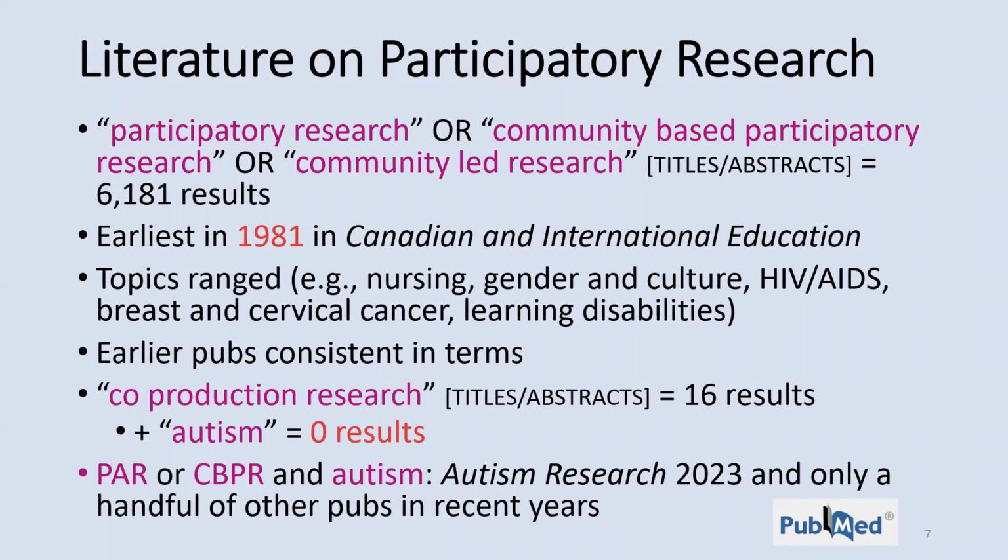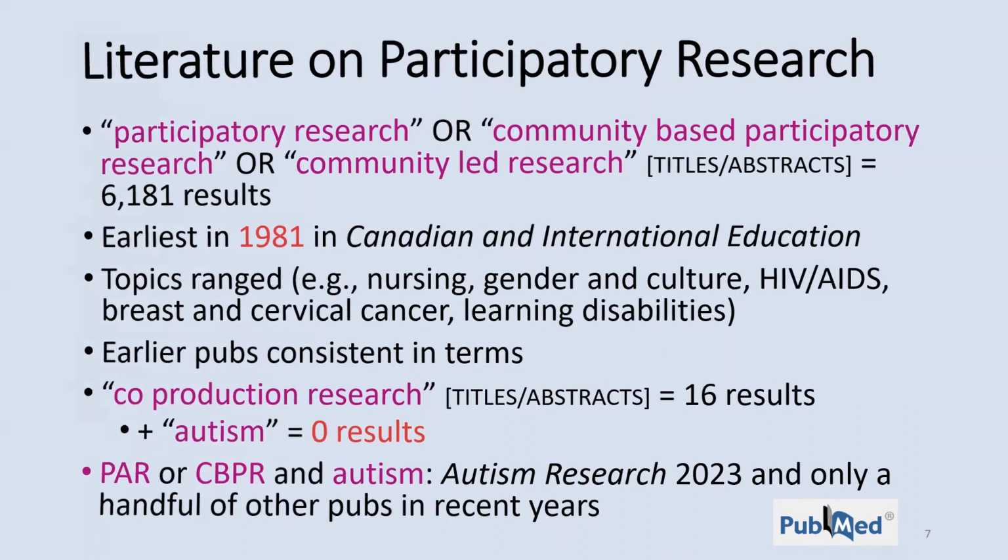As I kept casually scrolling, there were maybe only a handful of other papers that were about autism and participatory research, and most of them were in recent years, 2021 to the present. So this is a ripe area of research. Someone has to do a systematic or scoping review on this. Maybe after today, someone will.